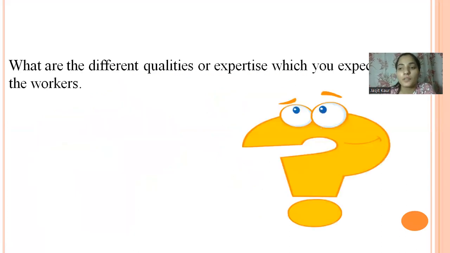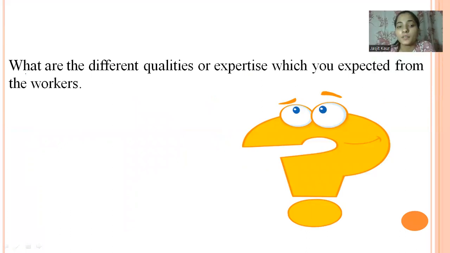And then if I ask you what different qualities or expertise you expect from the workers, like we have discussed in the previous slide, we need land, labor, capital, and enterprise. So for labor, if I ask you to hire different laborers in your industry or in any firm, then what qualities or expertise will you look for in those workers while hiring them into your factory?